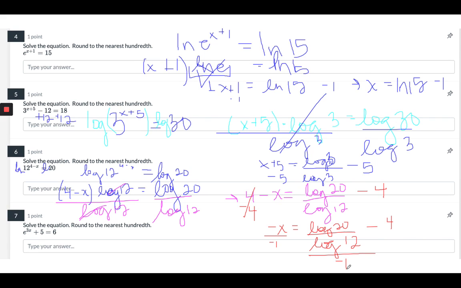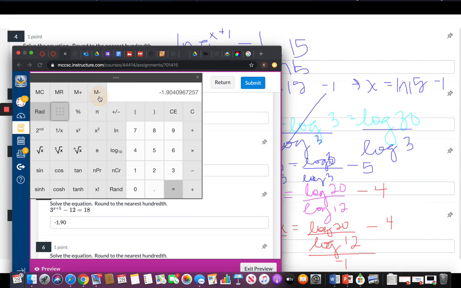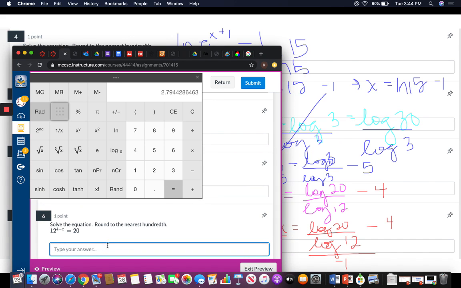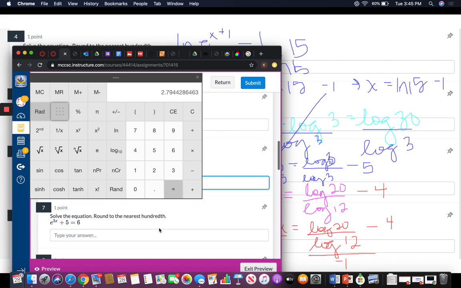All right, so let's go back to our calculator here in Canvas. Got lots of stuff to do here. We are going to take the log base 10 of 20, close my parenthesis, divide it by the log base 10 of 12. We're going to subtract 4 from that and get an answer, and then divide that answer by negative 1, which hopefully we don't really have to do because it's just going to make that negative 2.7944 into a positive 2.7944 for our answer here to number 6. So to the nearest hundredth would be 2.79.